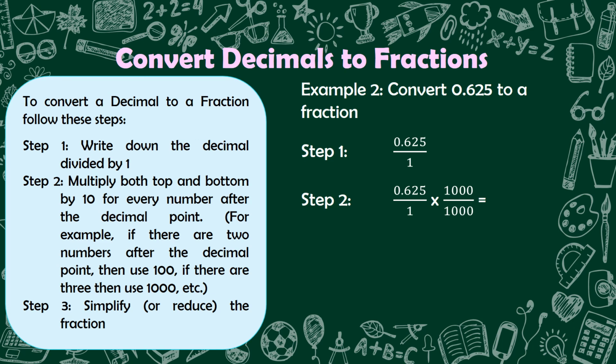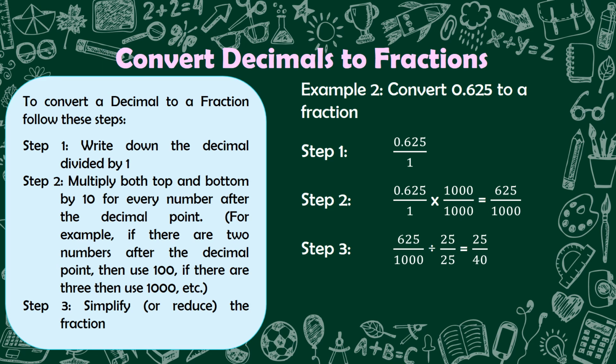0.625 times 1,000 is equal to 625. And 1 times 1,000 is equal to 1,000. Step 3. Simplify. So let's think of the common factor for 625 and 1,000. We can divide both of them by 25. 625 divided by 25 is equal to 25. And 1,000 divided by 25 is equal to 40.